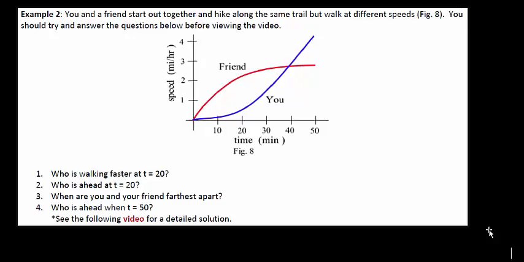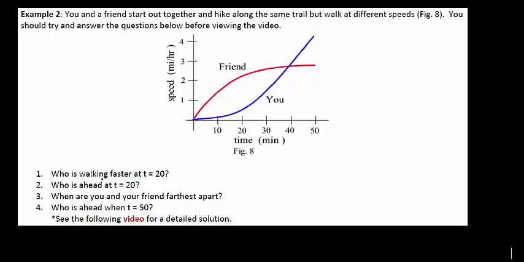So here's a second example on interpreting graphs. It says you and a friend start out together and hike along the same trail but walk at different speeds. So see this figure right here. You should try and answer the questions below before viewing the video, which of course you're doing now, so hopefully you've had a chance to try to work through these and take a look at these.